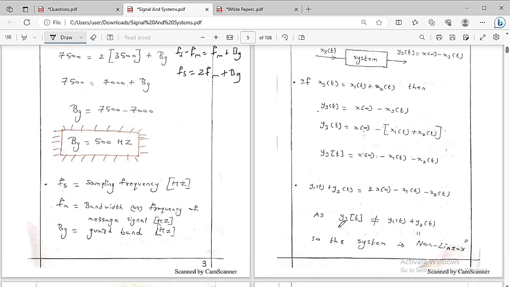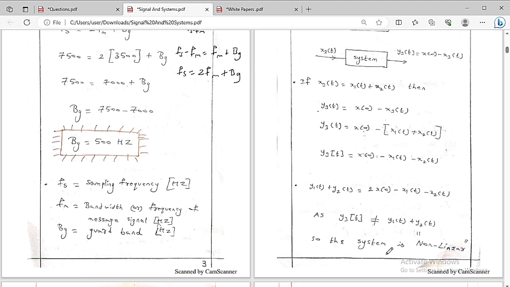Therefore we can say y3 of t is not equal to y1 of t plus y2 of t, so we can say the given system is non-linear. Even though the new input is a summation of two previous inputs, the new output is not a summation of the two previous outputs.